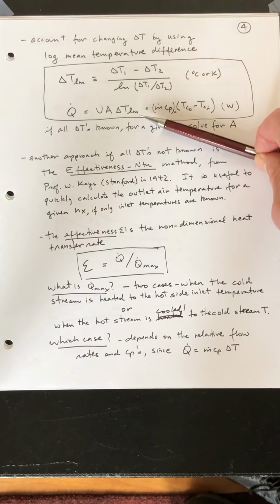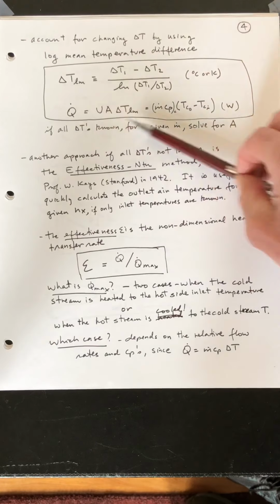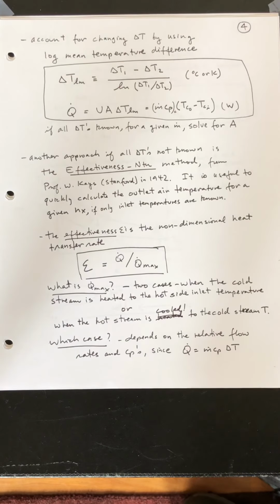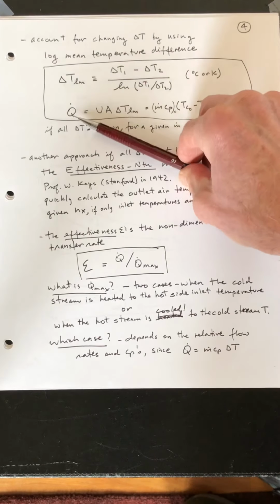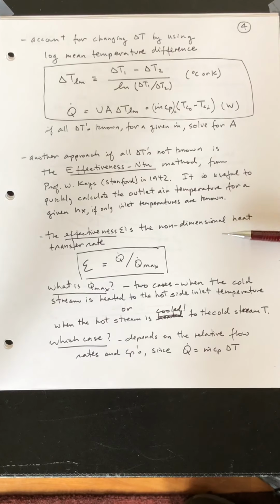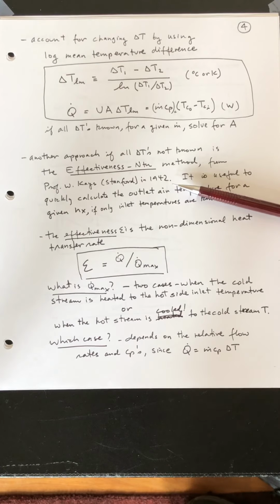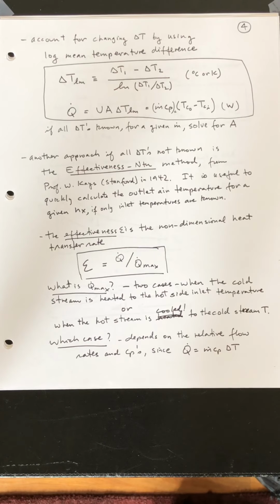When we have that log mean temperature difference, then we can form a Newton equation that looks just like our typical hA delta T equation. Now, if we know all the temperatures coming in and out, this is just a great way to find out what the heat transfer is. But in many cases, we don't really know what the outlet temperatures are. So Professor Bill Kays at Stanford in 1942 developed an effectiveness-NTU method, and it uses the same energy equation, a Newton equation, but just configured a bit differently.